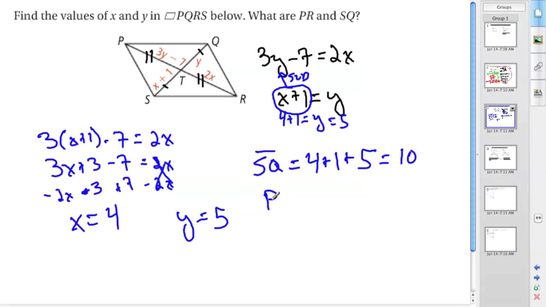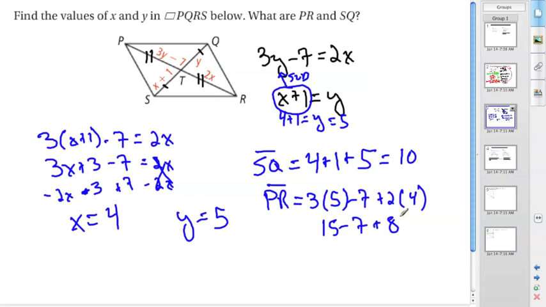And then we know that PR is equal to 3y minus 7 plus 2x, which is 3 times 5 minus 7 plus 2 times 4. So we have 15 minus 7 plus 8, which gives us 16.